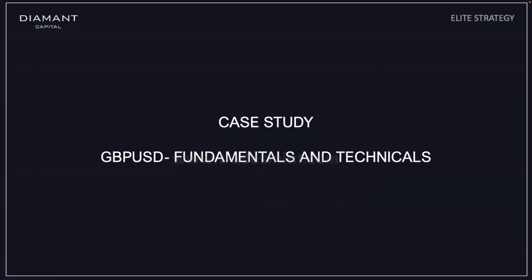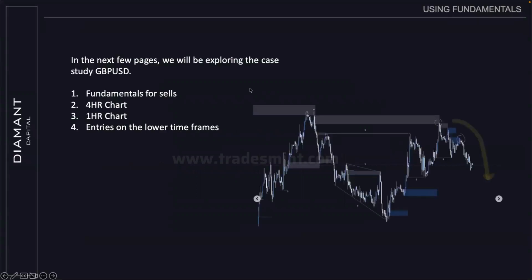Now, we've talked about everything so far in detail. What I really want to do is actually give an example of how this is applied. One of them is going to be GBP USD in terms of both fundamental analysis and then technicals. This is an example that we've seen in the Discord as well. I believe this happened a few months ago, but it's one that was really clear, and I just wanted to bring that across to you guys as an example. So in the next few pages, we're going to explore the case study of GBP USD.